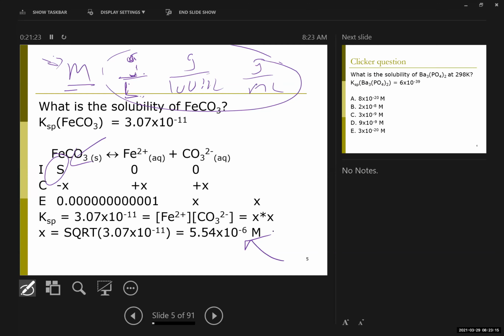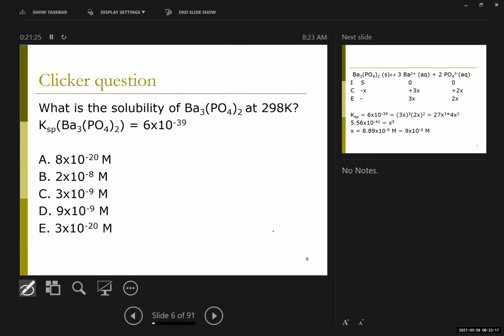I should mention, since we've been doing KAs and KBs for a while, KSP is the return of stoichiometry, by which I mean everything is not 1-to-1-to-1 anymore. And so again, if I ask the same question about good old barium phosphate, the KSP from the back of the book in the appendix where such things are found, the KSP for barium phosphate is 6 times 10 to the minus 39.